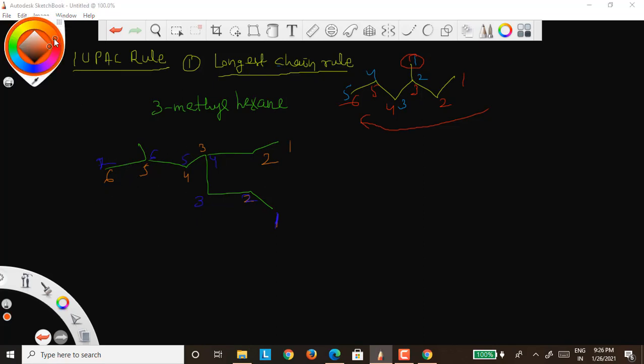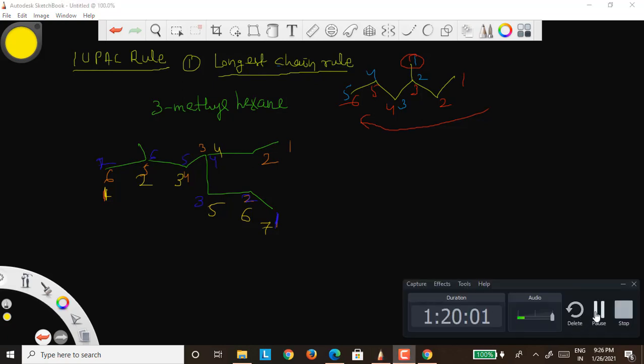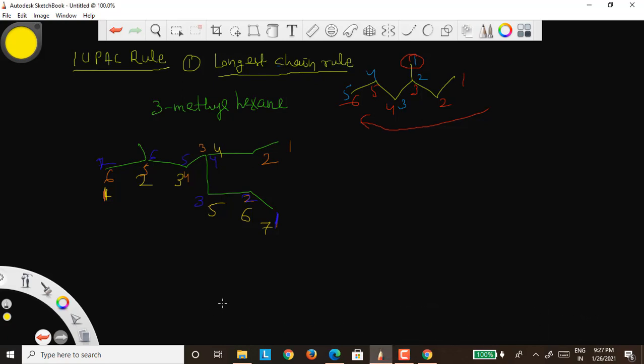How? Let us give one more color: 1, 2, 3, 4, 5, 6, 7. So you have three colors. One is deep blue color, indigo color. One is yellow color. One is orange color. So which color numbering should come? It is obvious that it should be the longest chain. So the longest chain, 7, is coming. So is left to right correct or right to left correct? What do you think? Tell me which will be correct.